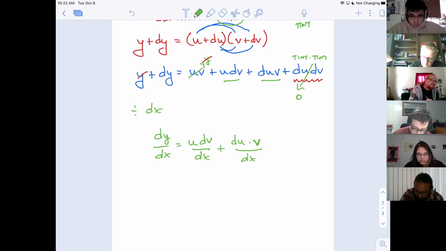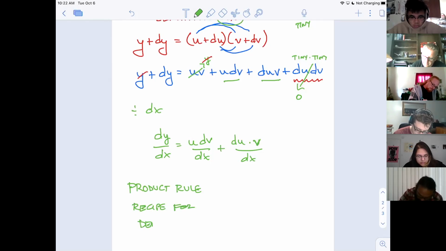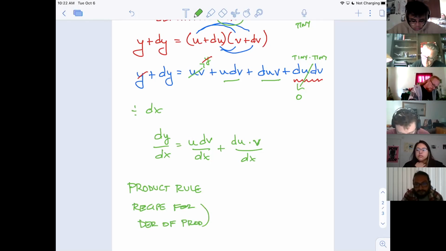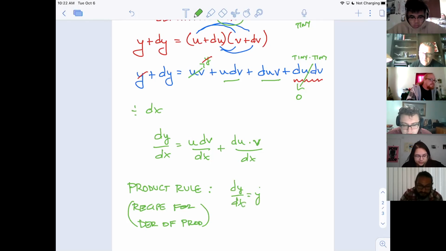And now we're here. We have the product rule, the recipe for the derivative of a product, I guess you could say, a little abbreviation. What is it? Well, dy/dx, or y prime, that's another way to say it, just the derivative, equals u times dv/dx.